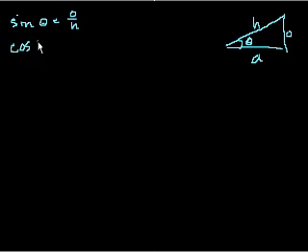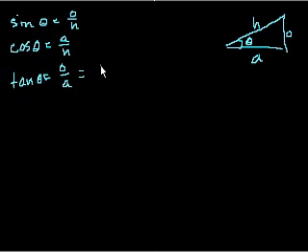Cosine of theta, this is basic review hopefully at this point, is the adjacent over the hypotenuse. The tangent of theta is equal to the opposite over the adjacent, which is also equal to the sine of theta over the cosine of theta, and we showed this a couple of videos ago.